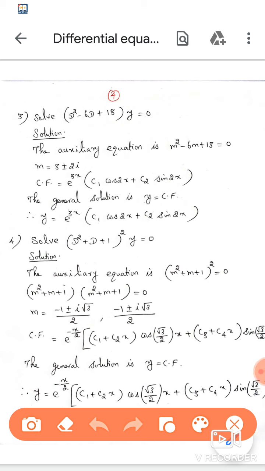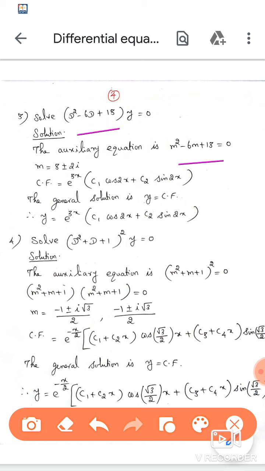Third problem, solve (D square minus 6D plus 13) y is equal to 0. Solution. Write the auxiliary equation D square minus 6D plus 13. So the auxiliary equation is m square minus 6m plus 13 is equal to 0. Find the roots of this equation. The roots of this equation are 3 plus or minus 2i.